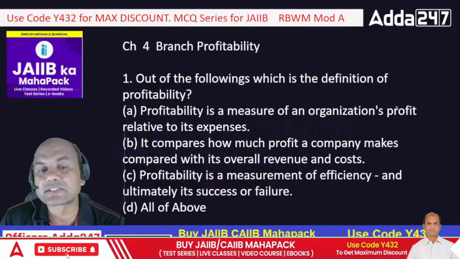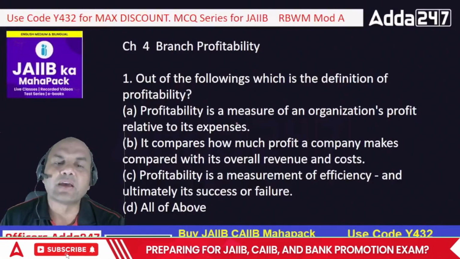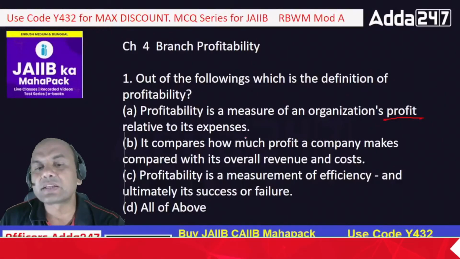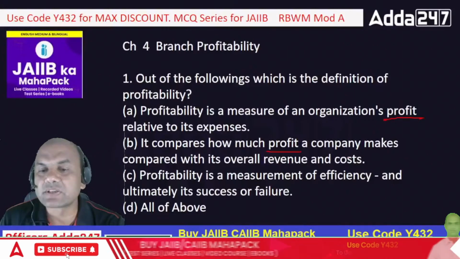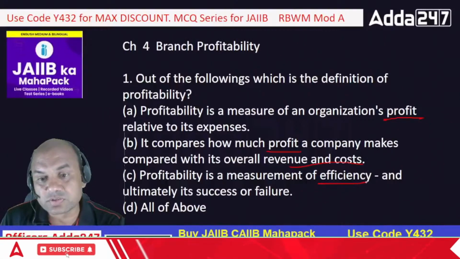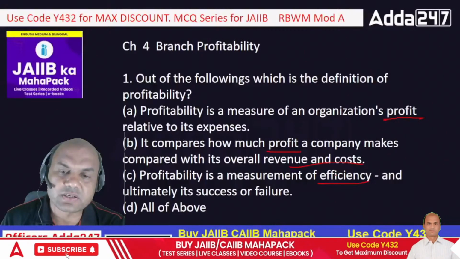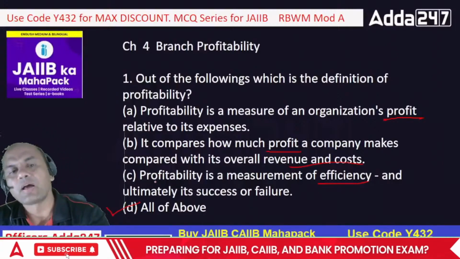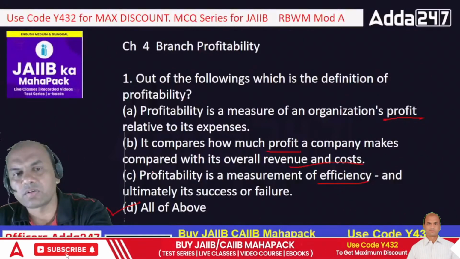Profitability is a measure of organization's profit in relation to its expenses. So simple logic, isn't it? If I am having more income than my expenses, I am in profit. It compares how much profit a company makes compared to its overall cost. So how much profit I am making vis-a-vis my cost and sales, whatever it is. Profitability is a measure of efficiency. That's also an important part. If I am not earning profit, my company is not considered efficient. So the answer is obvious. D, all of the above. How many of you have typed it? Yeah, many of you. All of the above.